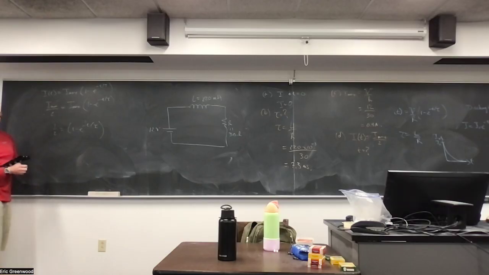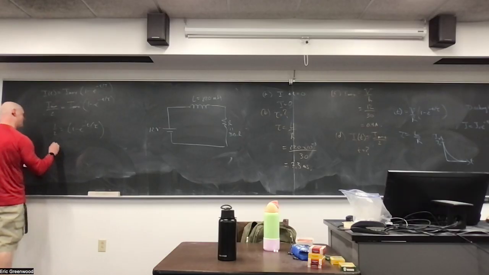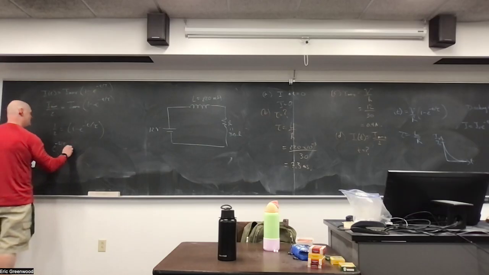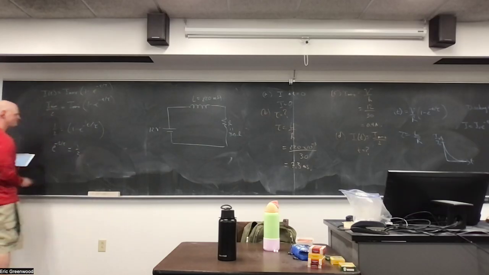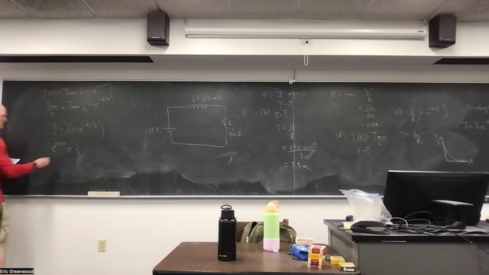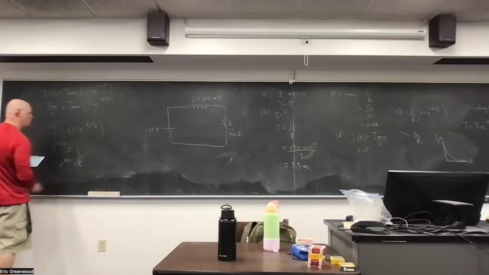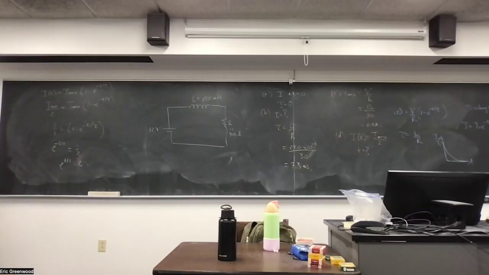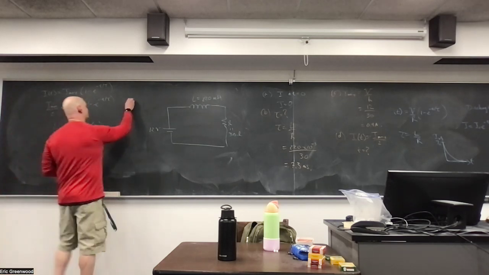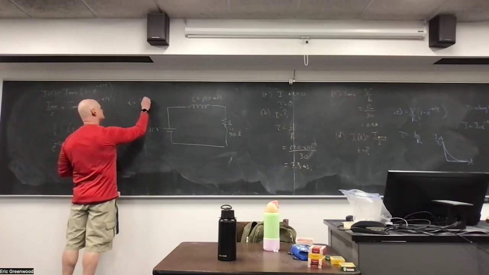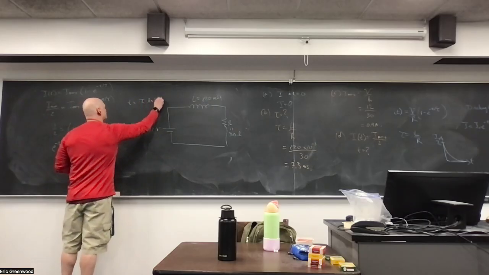A half. Good. Not a trick question. So in this case, I'm going to get e to the minus t over tau is equal to 1/2. Or let's invert that. So I'm going to get e to the t over tau is equal to 2. What I want is the time, so I have to get rid of the exponential. How do I get rid of an exponential? Natural log. So finally, we're going to get that time is equal to the time constant times the natural log of 2.